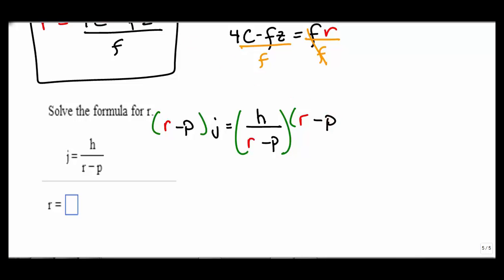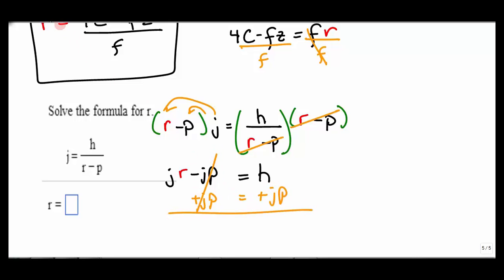Now the reason why we're doing the r minus p is that it clears this fraction, because r minus p over r minus p is 1. 1 times h is h on the right. Now on the left, what I can do is take this j and distribute it. If I take the j and distribute, I have j r minus jp. Now again, I'm trying to solve for r, so my next step would be to add the lowercase j, lowercase p to both sides, canceling, and I have lowercase j r equals h plus jp.